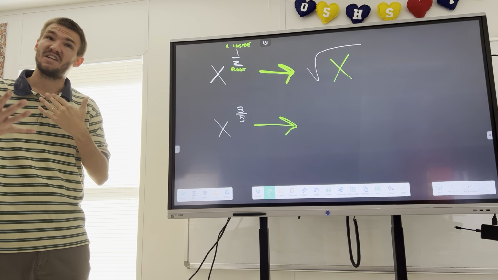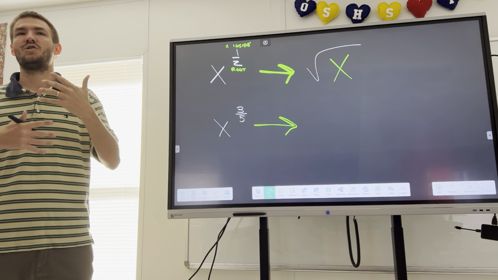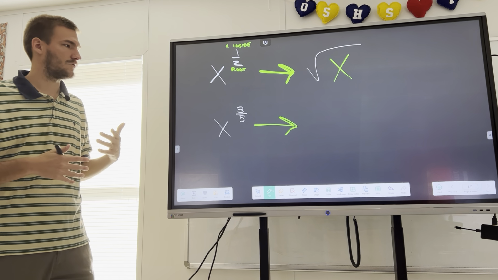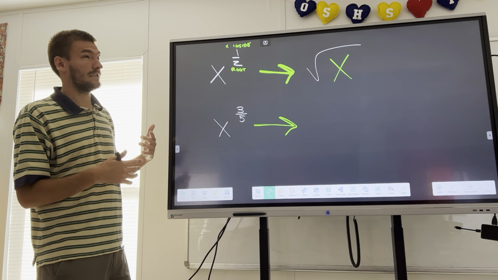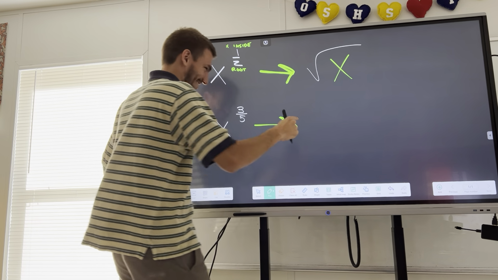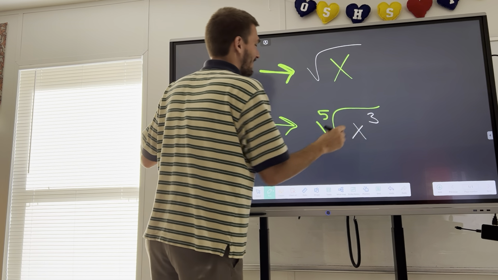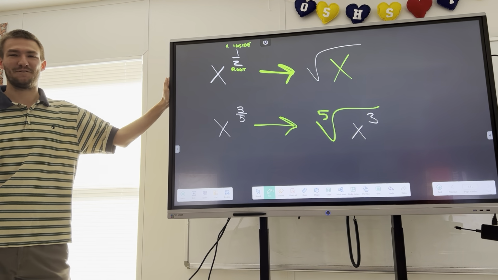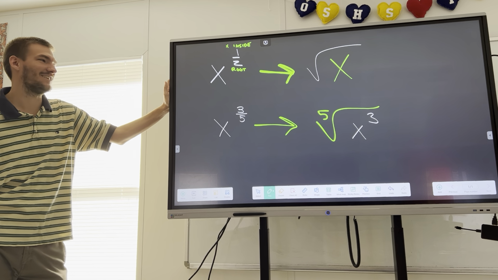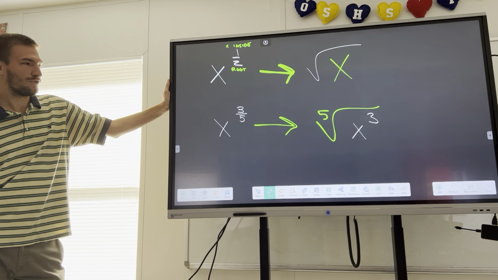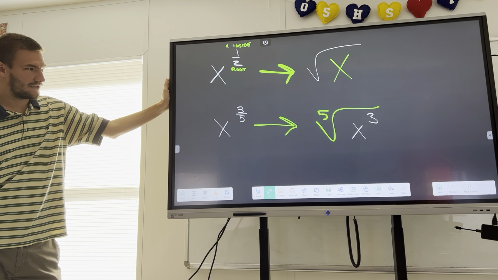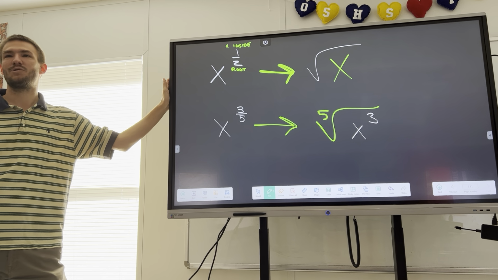It's a fraction exponent, so it's got something to do with roots. The fifth root of x to the 3rd. Very good. The 5th root of x to the 3rd, that was a certified first period moment. No stress at all. Yes, the 5th root of x cubed. You have to be able to switch back and forth between those things.